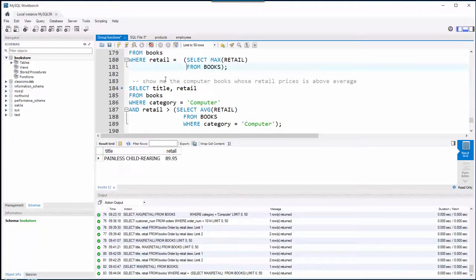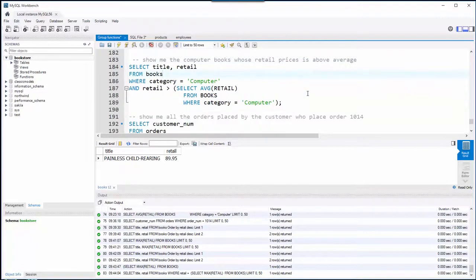So the question is, show me the computer books whose retail price is above average. So that kind of begs the question, what is the average price for books in the computer category? And I should have probably put that in this question here. I want computer books whose retail price is above average for computer books. Okay, so that's basically kind of two questions.